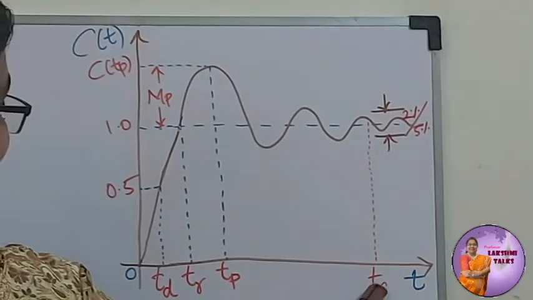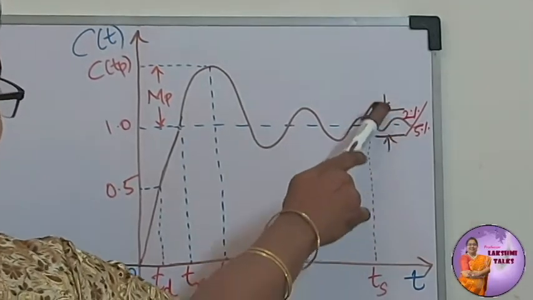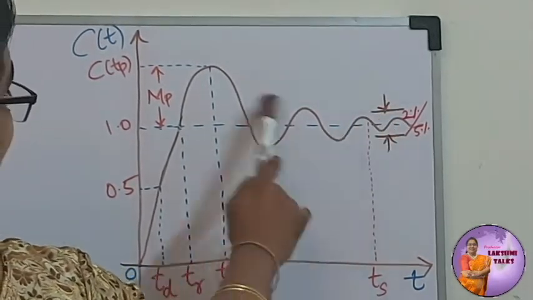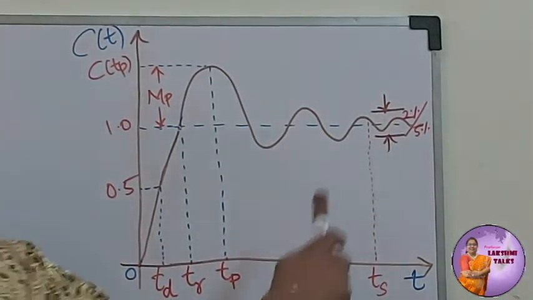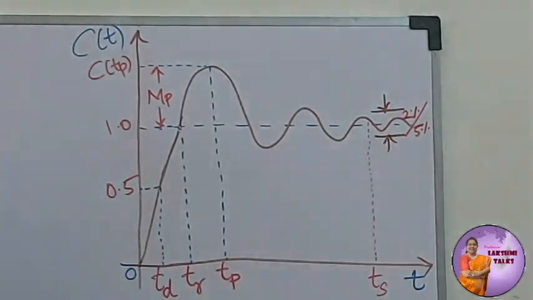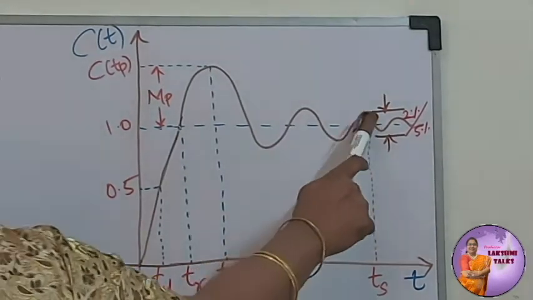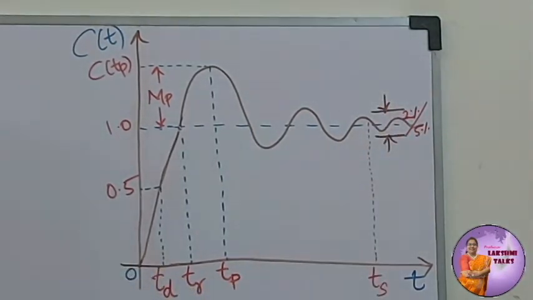And what is this settling time? See, here you can see there is a band. The tolerance band is given. When the magnitude is within a particular tolerance band and it remains within this tolerance level, then that particular time is called the settling time. So settling time is nothing but the time taken to reach and stay within 2% or 5% of the final value. 2% of the final value is plus or minus 0.02 and 5% is plus or minus 0.05.